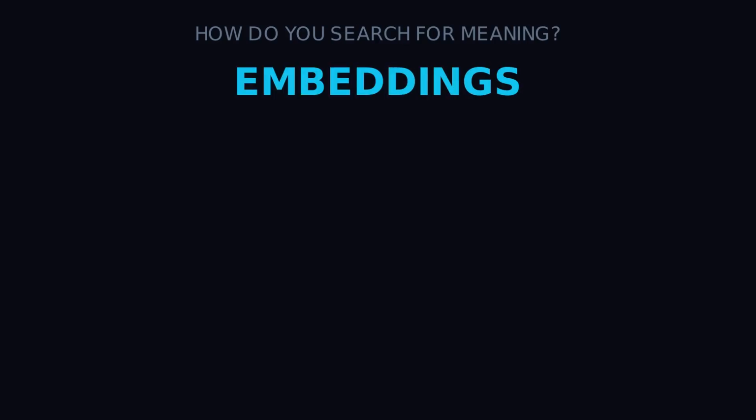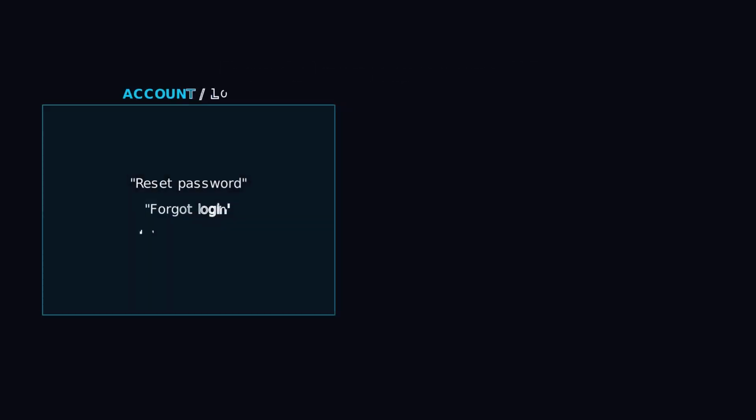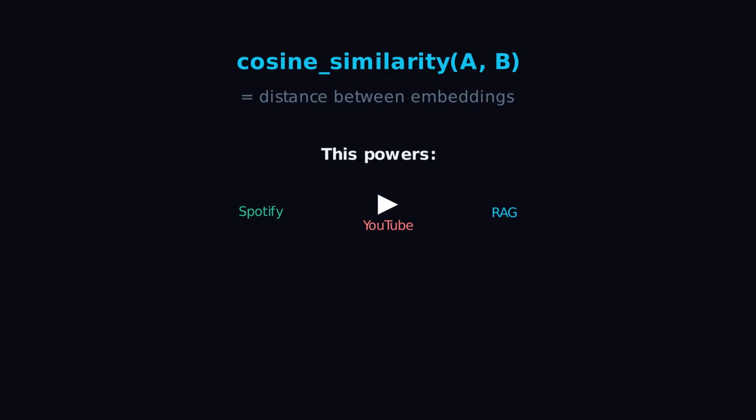But how do you search through documents for meaning, not just keywords? That's where embeddings come in. An embedding is a list of numbers that represents what a piece of text means. 2 sentences with similar meanings get similar numbers. 2 sentences about different topics get very different numbers. Think of it like a map where every concept has coordinates. The sentence, "How do I reset my password?" and the sentence, "I forgot my login," end up close together on this map, even though they share almost no words. To compare any 2 pieces of text, you compute the distance between their embeddings, usually cosine similarity.